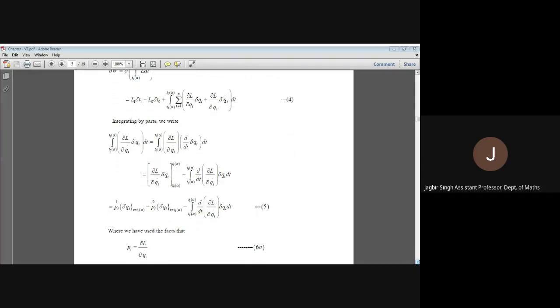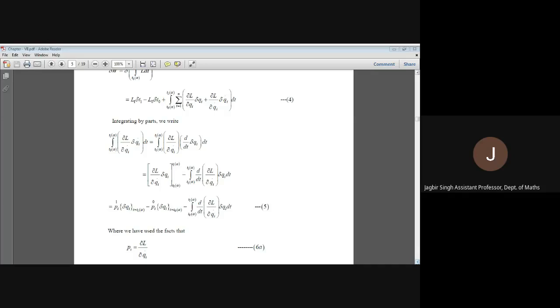Now this curly L by curly Qi dot, it is the generalized momentum. Curly L by curly Qi dot, it will be Pi. And now upper limit minus lower limit. So it will be Pi1. Pi1 means in Pi, T is replaced with T1, del Qi at T is equal to T1. And minus Pi naught, means in Pi, T is replaced with T naught, into del Qi at T is equal to T naught. Minus integration T naught alpha to T1 alpha d by dt curly L by curly Qi dot del Qi dt.